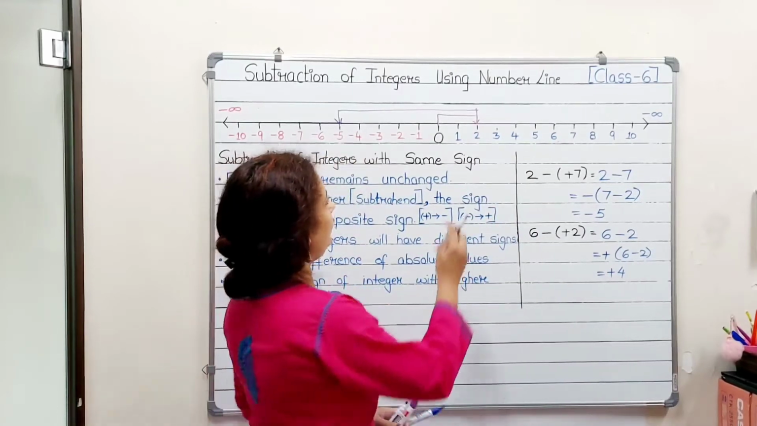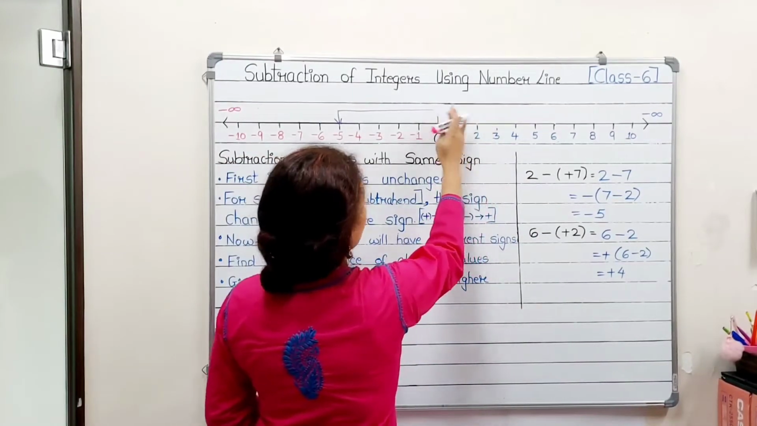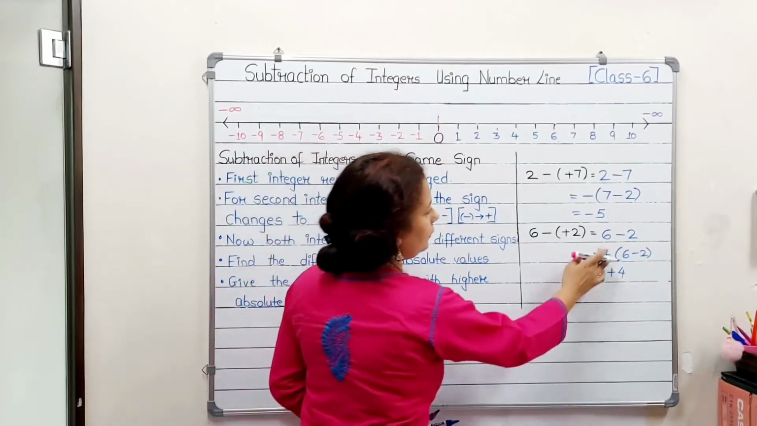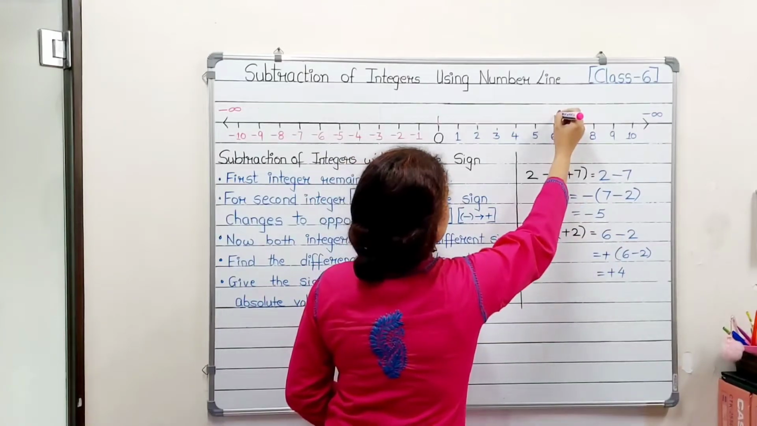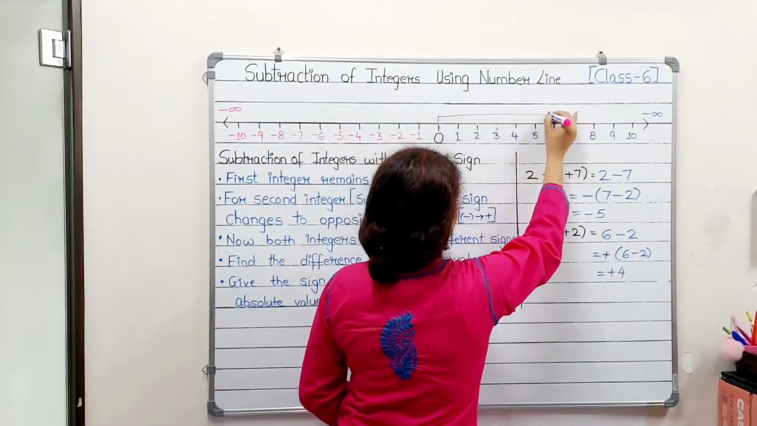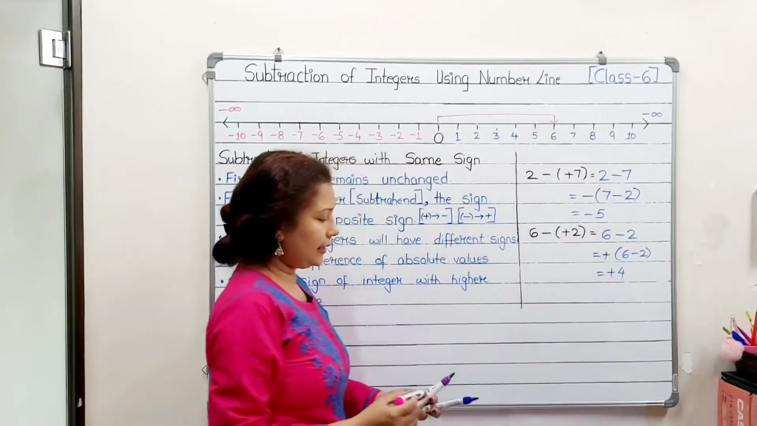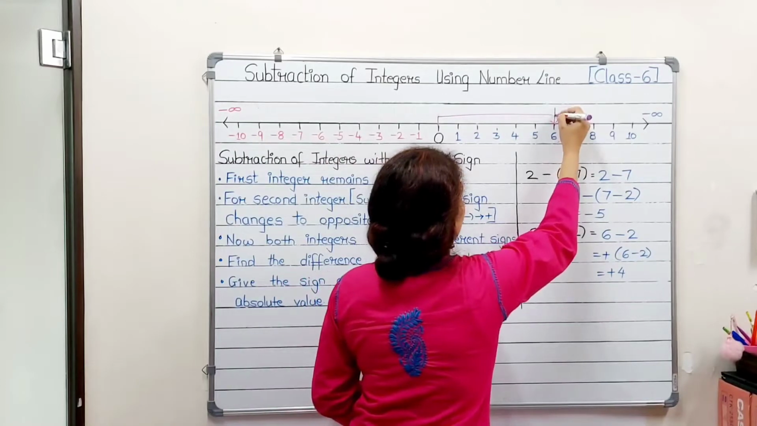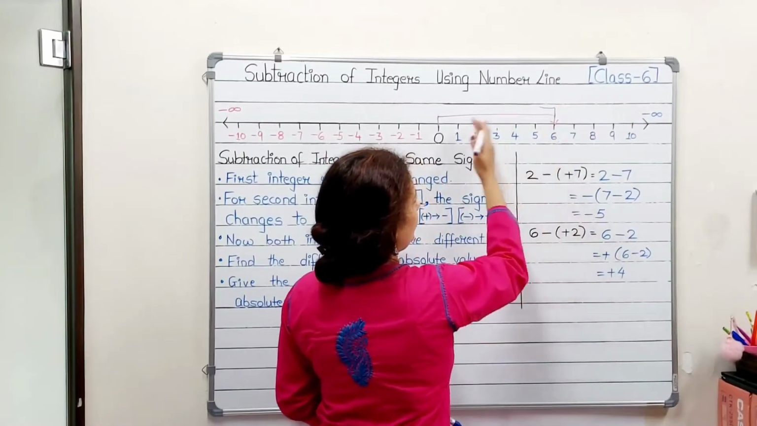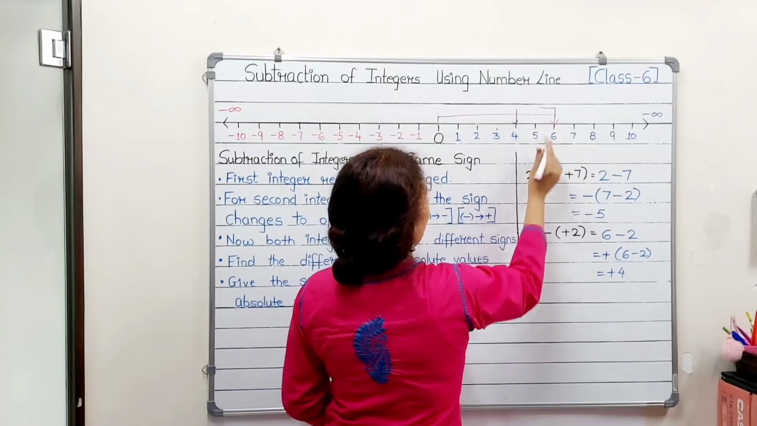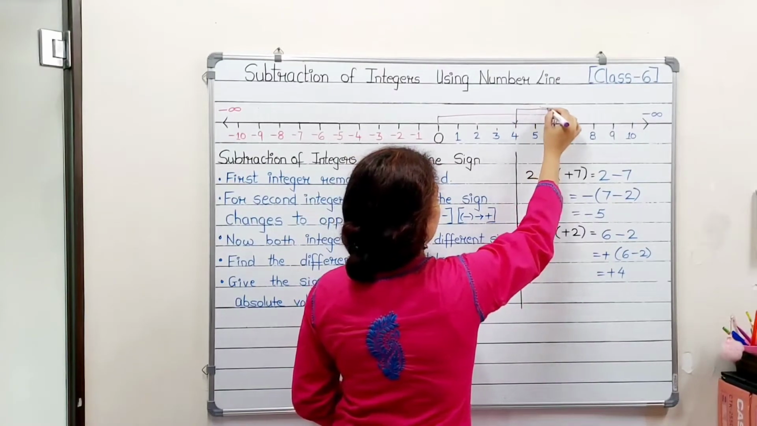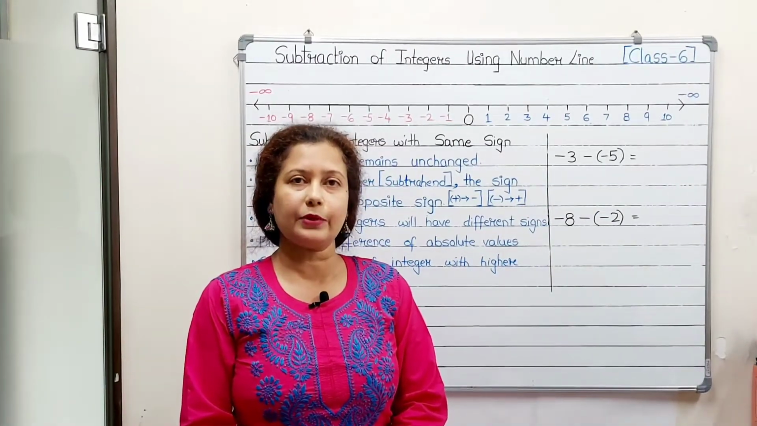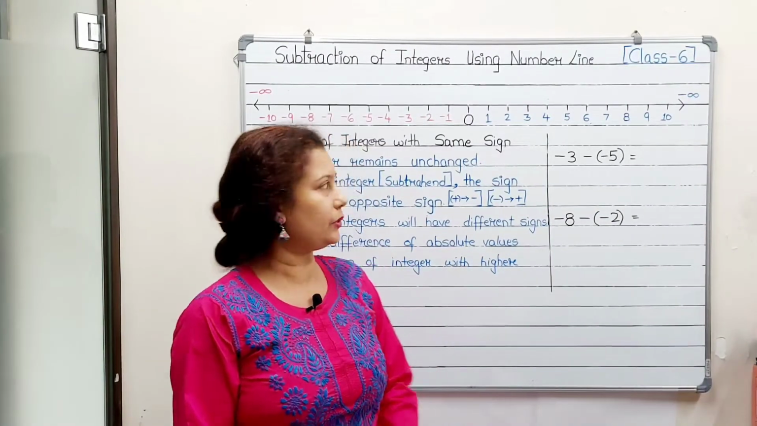For marking on the number line, the first integer is positive. So from 0, we will move and mark the first integer, that is 6. We are subtracting 2 from it. So from the first marked integer, we will move 2 units to the left, 1, 2, and mark the final answer, that is 4. Now we will see subtraction of two negative integers.